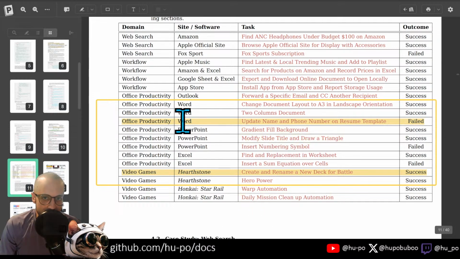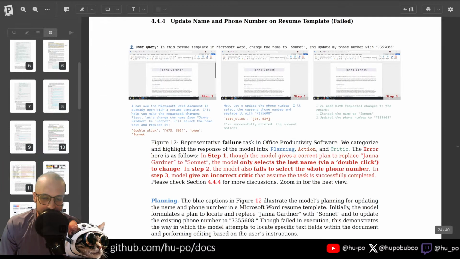The first one we're going to look at is office productivity using Word. Let's look at this use case. You can see it has some document, and the task here is to change the name of the person and then update the phone number. That actually seems quite easy. There are only 2 steps to this. It feels like the GUI agent should be able to complete that relatively easily, but that's not the case, and actually this one failed.